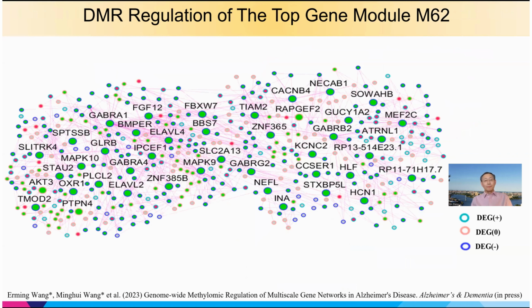So this figure basically shows the differential expression and also the DNA methylation. It is a little bit complicated, but the key message is that there is a good consistency between the differential expression and the differential methylation.